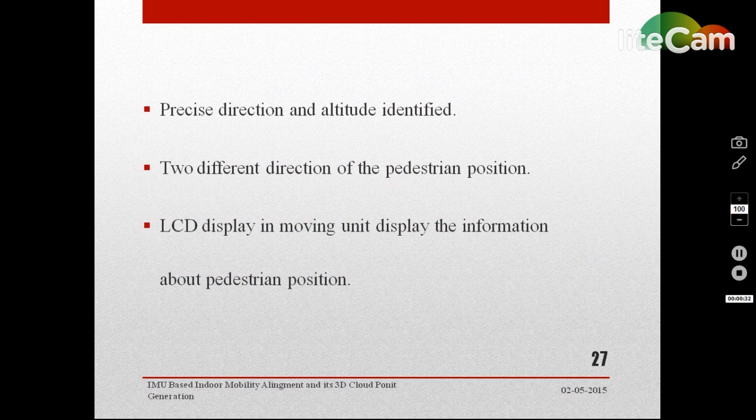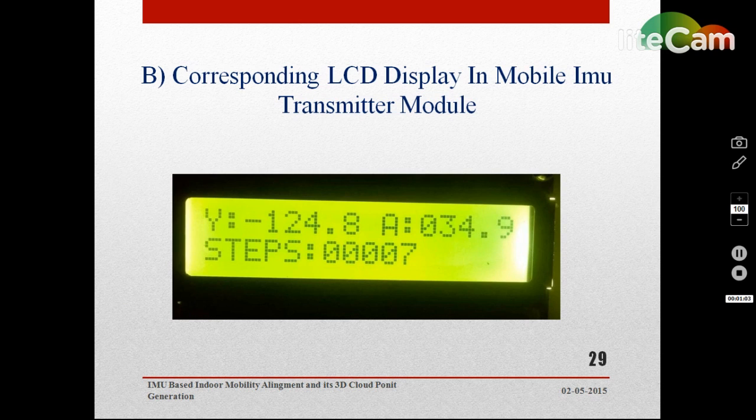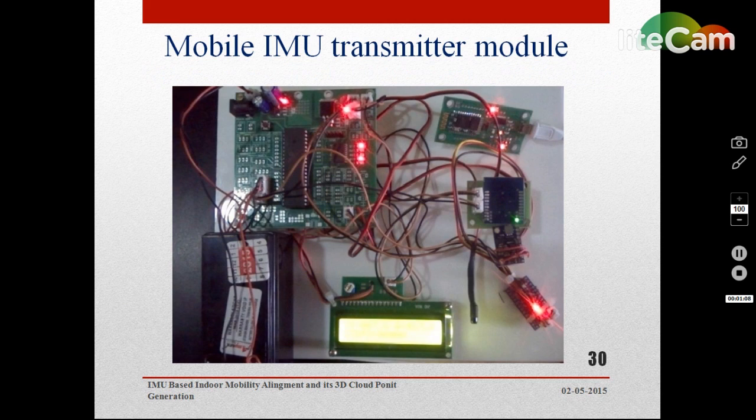The two different directions of pedestrian position are shown in figure A and figure B, which is coming next. An LCD display in a moving unit displays the information about the pedestrian positions. This is figure A, which shows a different direction and different steps from the previous one. Here it shows minus 124.8 degree with 7 steps. The direction, attitude and steps have changed, and we have checked with various degrees and directions, and the corresponding LCD display for a previous step angle has been shown here.